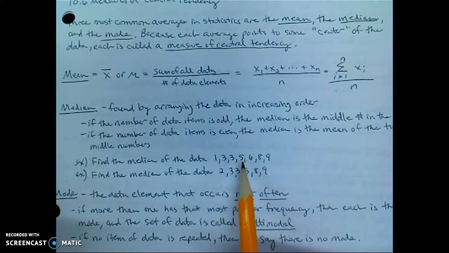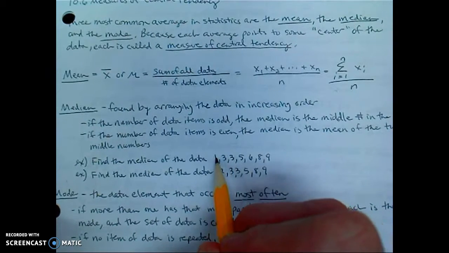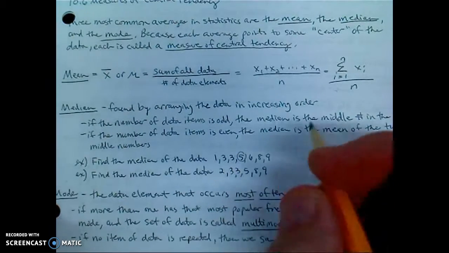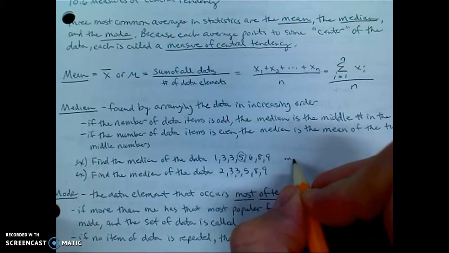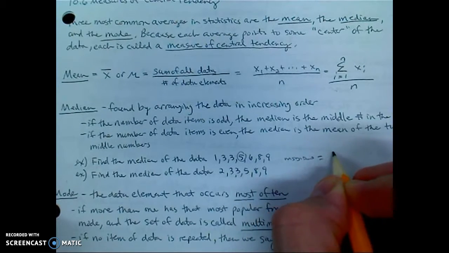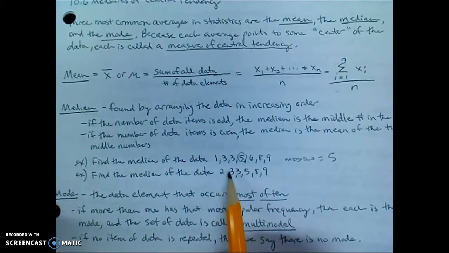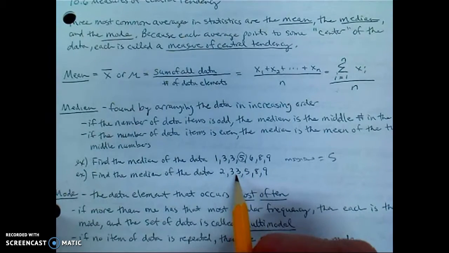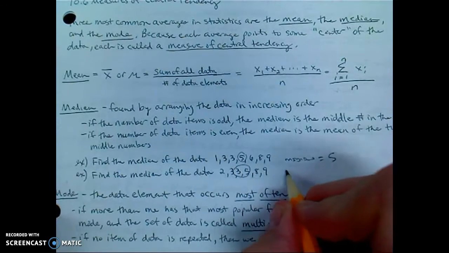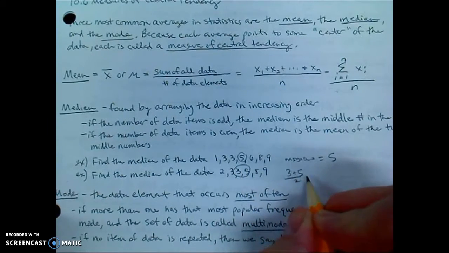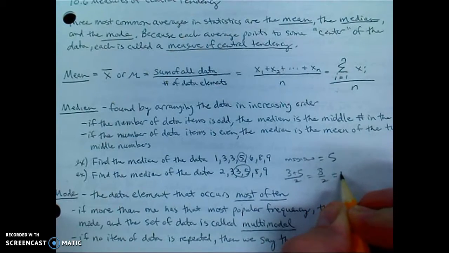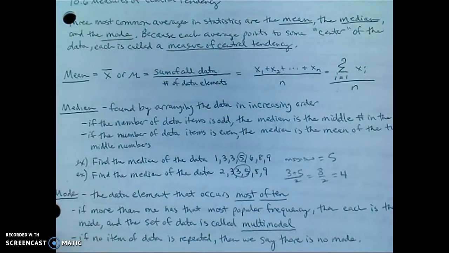So as an example, these are already listed in order. I have 1, 2, 3, 4, 5, 6, 7 items. So 7 divided by 2, that's 3.5. So I'm going to count 1, 2, 3, and then the fourth item. So my median is 5. In the second example, 1, 2, 3, 4, 5, 6, I have 6, which is an even number. So I'm going to take the middle two, the third and fourth items, 3 plus 5 divided by 2. So in this case, my median is 4.